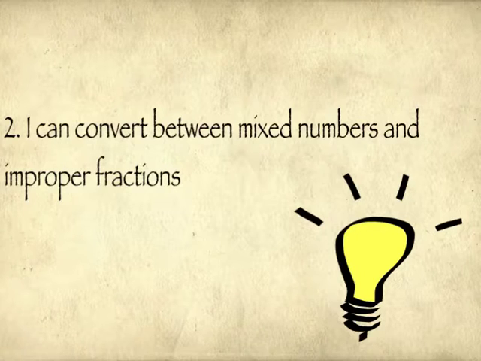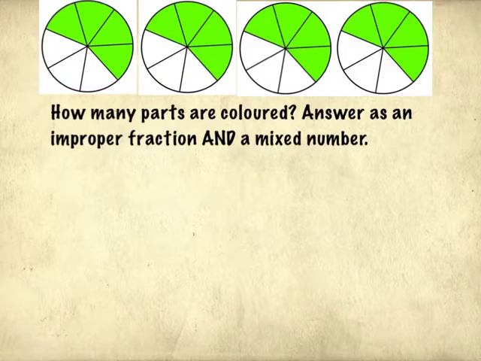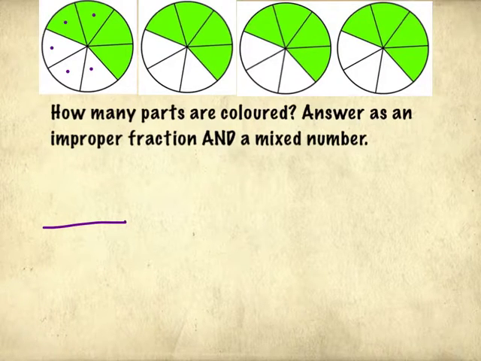So we're going to move on and convert between mixed numbers and improper fractions. So here we have some pies and it says how many parts are colored. Answer is an improper fraction and a mixed number. I'm going to start with the improper fraction. So I know the denominator tells me how many pieces are in a whole. And in a whole there are 1, 2, 3, 4, 5, 6, 7. So whatever my fraction is, it's going to be out of 7.